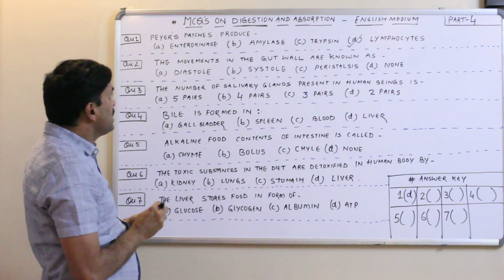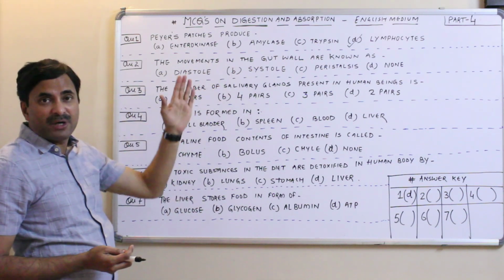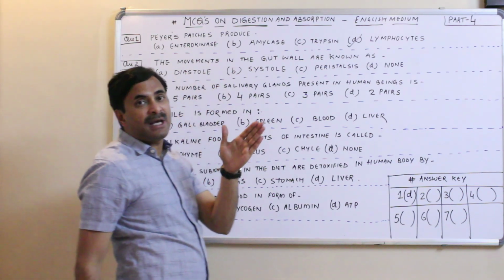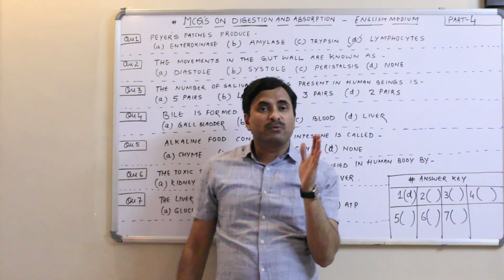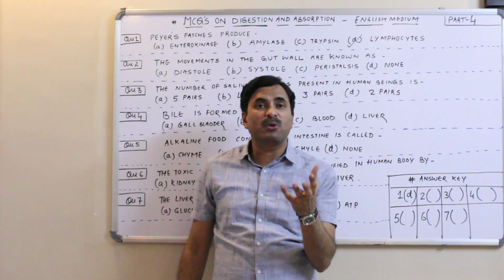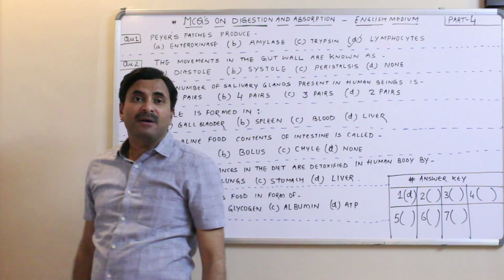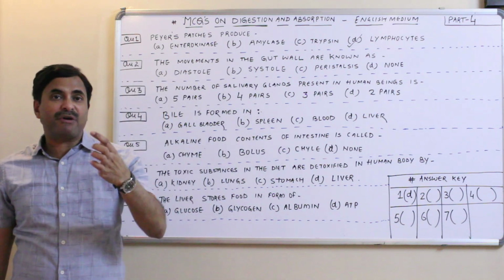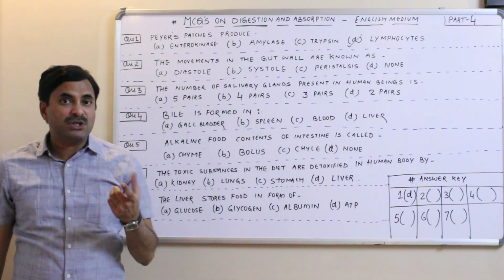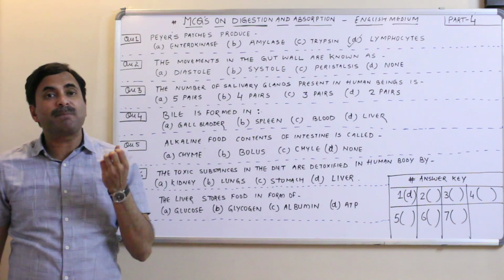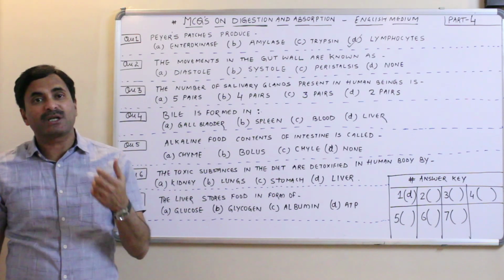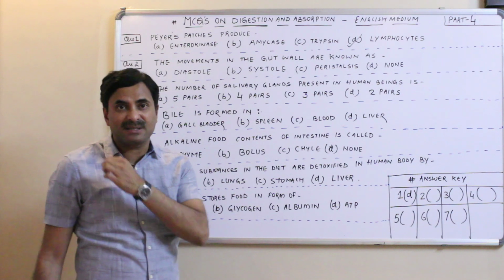Question number 2. The movements in the gut wall are known as. Whenever we study the alimentary canal, we have heard about a special type of movement, called contraction and expansion movements, which are biologically called peristaltic movements, or in short we can call it peristalsis.